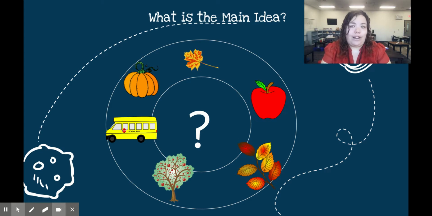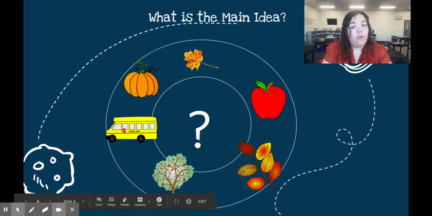Everything that we talk about doesn't necessarily have a right answer. If you can say how these details support your main idea, you might come up with more than one main idea for the set of pictures. For instance, let's look. I see leaves. I see an apple. I see more leaves. I see an apple tree. I see a school bus. And I see a pumpkin.